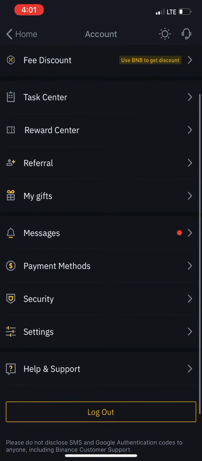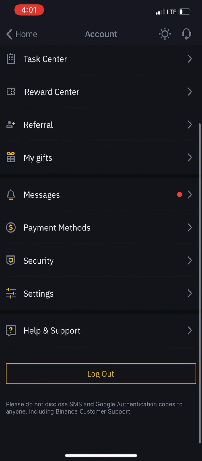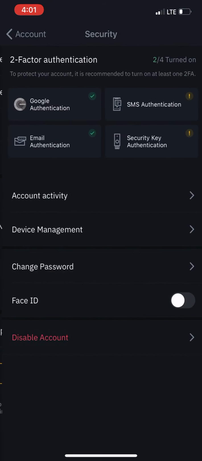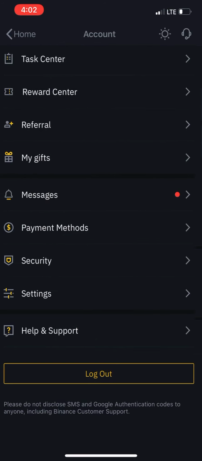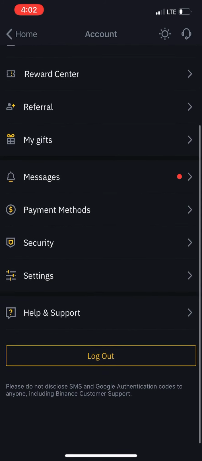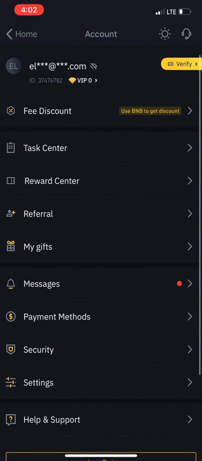Here you can pay attention to anything that you want to change, like if you want to upgrade your security by adding Google Authenticator. Seriously, you need Google Authenticator on your Binance application to make the security stronger. But I'm not going to talk about it here. You can play with other functionalities here to see what they do.